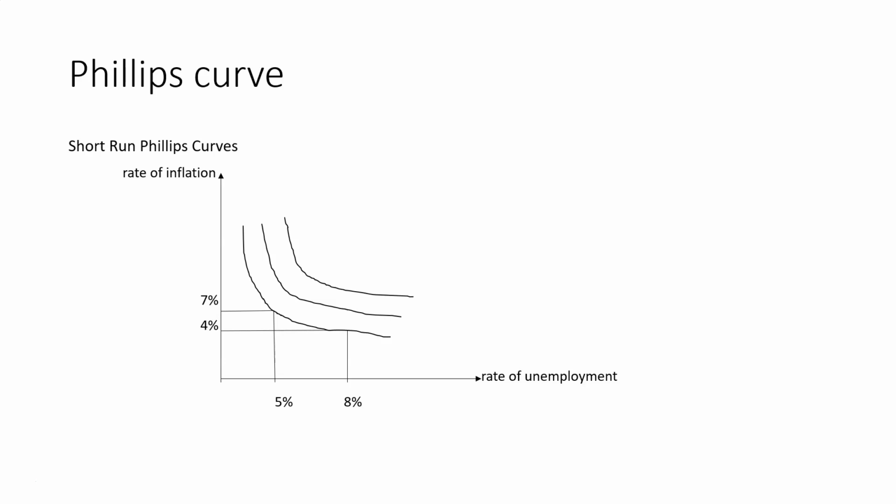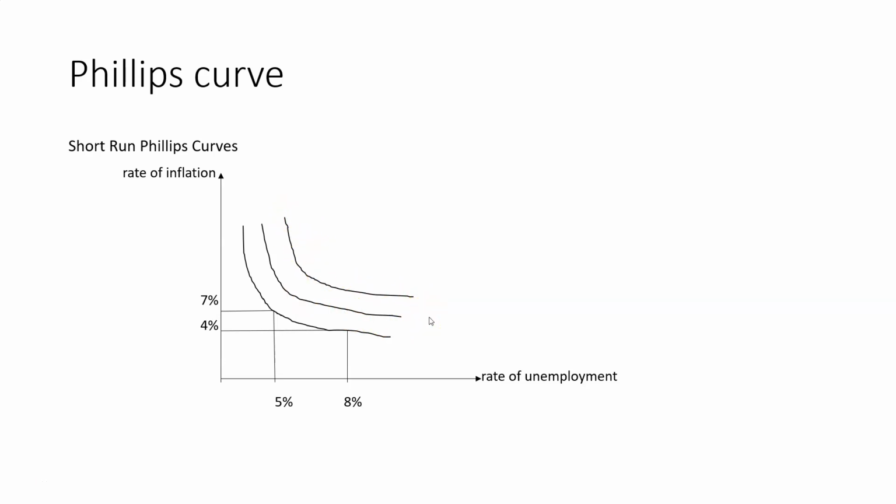A New Zealand-born economist by the name of Phillips looked at the relationship between unemployment and the rate of change of wages, which gets interpreted as the rate of inflation. And what Phillips found was this negative relationship, and we're seeing that negative relationship with these downward sloping curves. These are each Phillips curves.